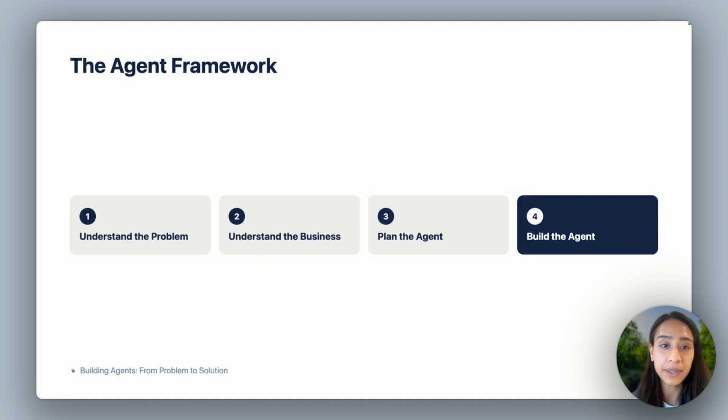So apart from the segue to the office, it's about time we actually understood the problem, understood the business, planned for the agent, and then built the agent. So first of all, that's a great framework. Make sure you understand the problem, then understand the business. How is it going to fit in? Who's going to use it? Plan for it, and then build for it.